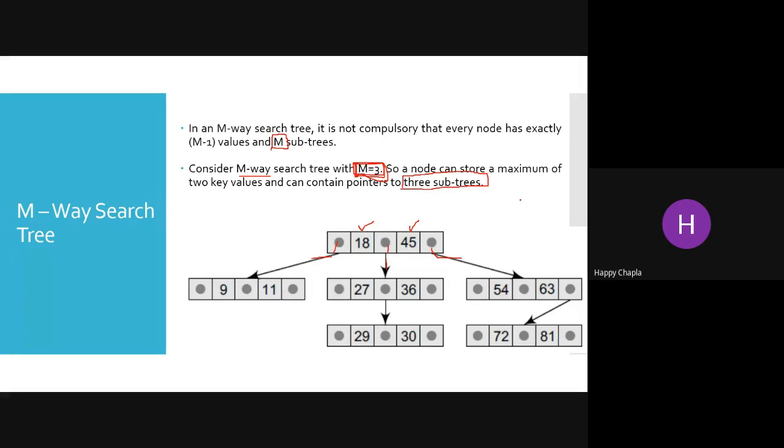Now consider this is m equals to 3. So how many maximum number of values we can insert? So maximum number of key values is equal to 2. And कितने pointers लगेंगे? 3 pointers. Okay. So you can check over here. Same like BST, you need to follow the steps. If you want to insert 18, where can we insert it over here, and 45. Okay. Now if you want to insert 9, go over here. First you need to insert this 9, then you need to insert 11. Right.